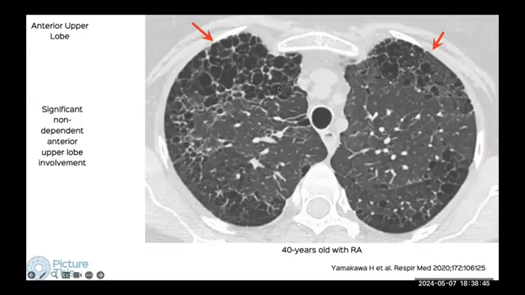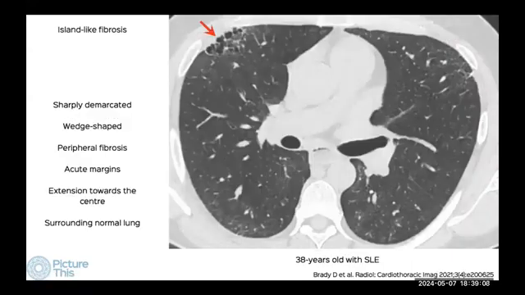The anterior upper lobe sign is exuberant honeycombing in the non-dependent upper lobes or in the anterior segments of the upper lobes. Now, this sign, if seen, is a very specific sign of connective tissue disease. You rarely get it with any other condition. And this patient has rheumatoid arthritis, but we commonly see it with scleroderma and SLE as well.